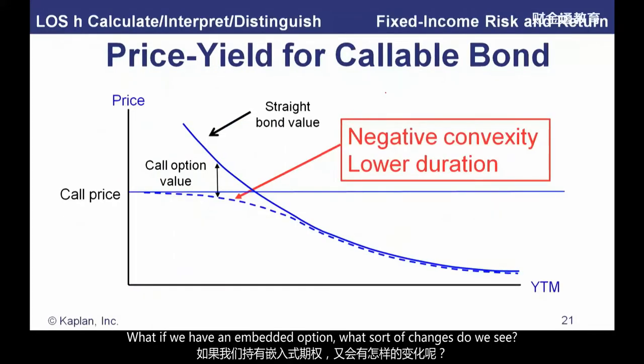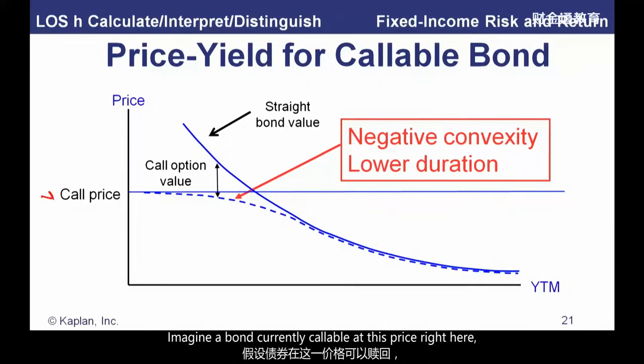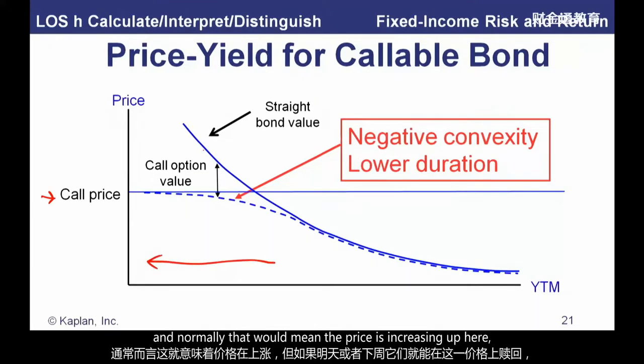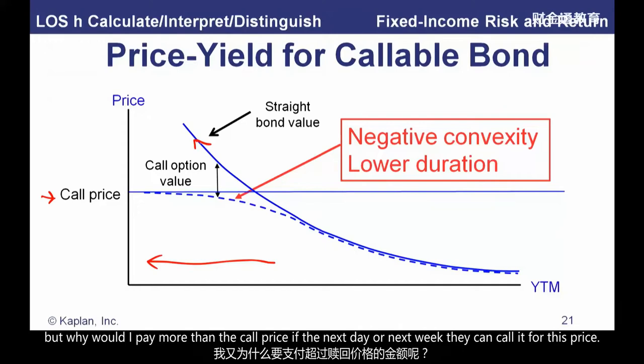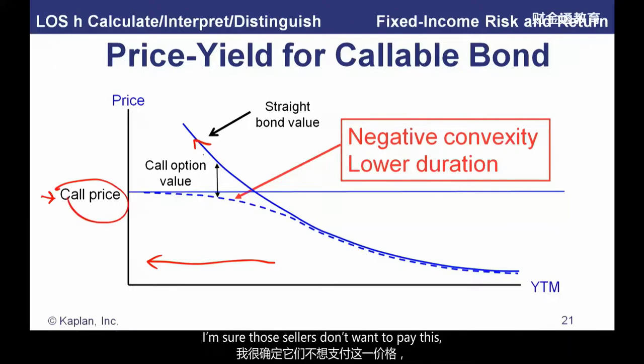So, what if we have an embedded option? What sort of changes do we see? Well, imagine a bond that's currently callable at this price right here. If I own this bond and interest rates are falling, normally that would mean the price is increasing up here, but why would I pay more than the call price if the next day or the next week they could call it for this price? I sure as heck don't want to pay this. So that's what's causing this value to kind of roll over and reach a maximum.